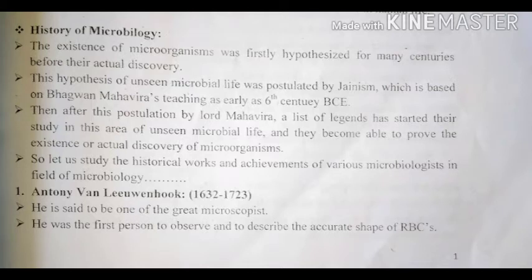This hypothesis of unseen microbial life was postulated by Jainism, which is based on Bhagwan Mahavira's teaching as early as 6th century. So what does it indicate? Before the discovery of microorganisms, one hint, postulation was placed that in our surrounding there is microbial life, that means microorganisms are present, and this postulation came from the teaching of Jainism from Lord Mahavira that microorganisms are present.